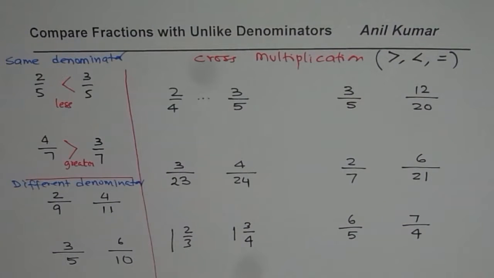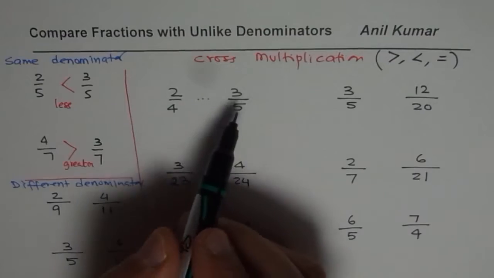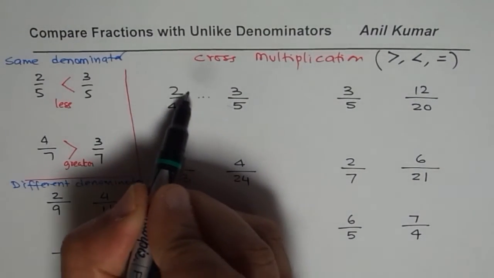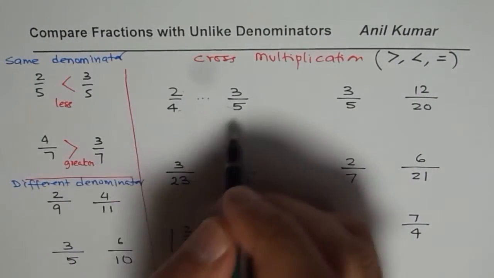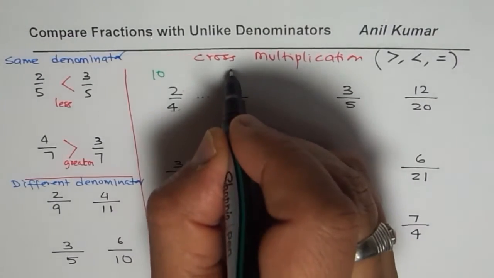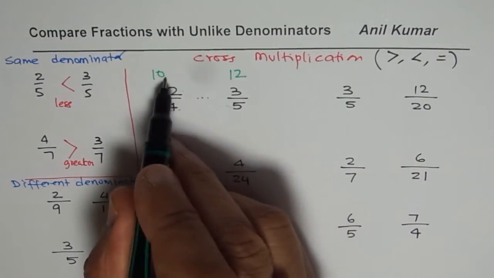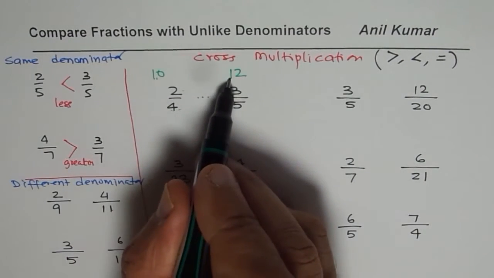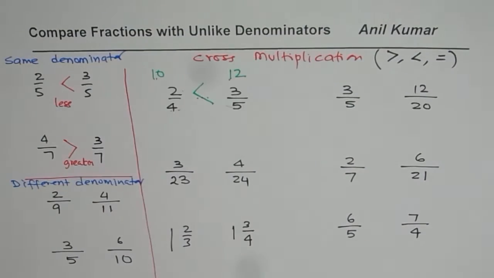How to do it? As I said, the strategy is cross multiply. Cross multiplication is multiplying 5 by 2 and 3 by 4. 5 times 2 is 10, and 4 times 3 is 12. Once you cross multiply, you can compare these numbers. 10 is less than 12, so we'll write 10 is less than 12. Do you get the idea? So that is the strategy.